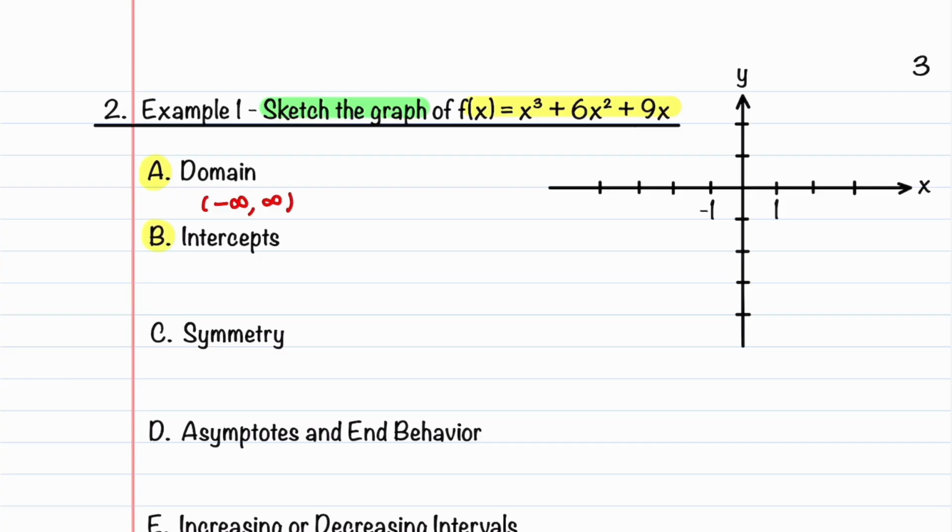Now let's think about intercepts. I think it's always easiest to find the y-intercept first. So to find the y-intercept, all we're going to do is set x equal to 0. And looking back up here at our function, that gives us that f of 0 is equal to 0. So our intercept is (0, 0), which is the origin. And that is our x and y intercept.